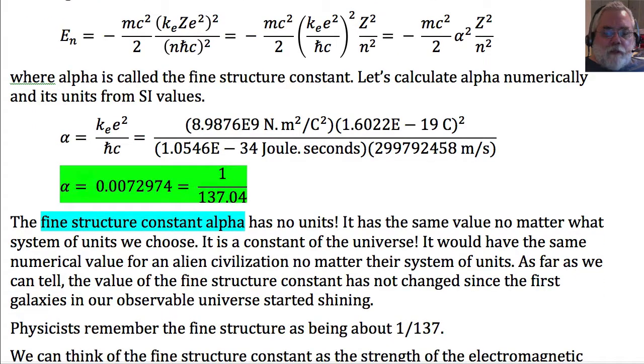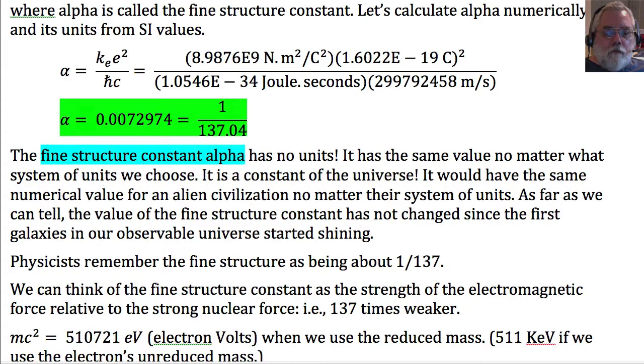Physicists remember the fine structure constant as being about 1 over 137. We can think of the fine structure constant as the strength of the electromagnetic force relative to the strong nuclear force. That is, it's 137 times weaker.